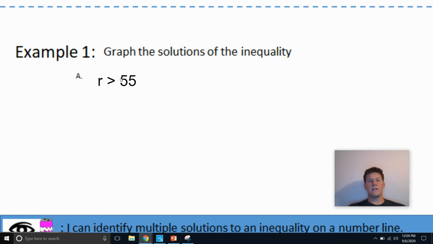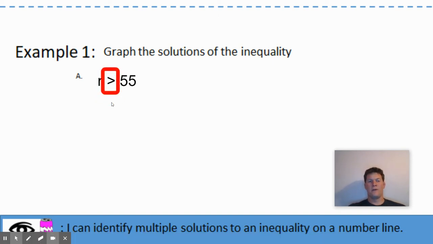So looking at that symbol, greater than, this means open circle. And which direction are we pointing? We're pointing towards the right. So my graph goes open and towards the right.